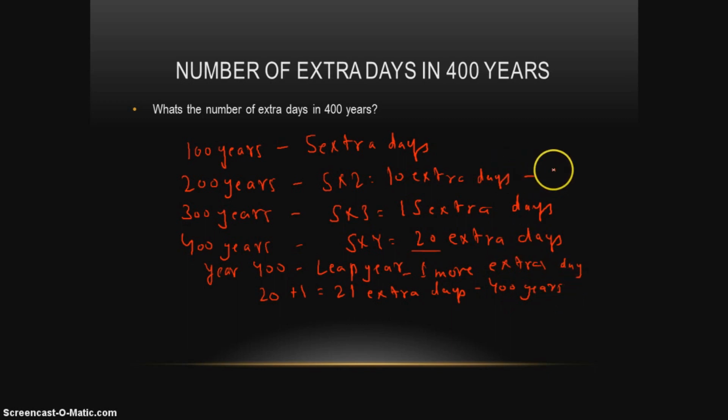Applying the concept of rolling over, we get 3 extra days here for 200 years, 1 extra day for 300 years, and 0 extra days for 400 years. 0 extra days, that is from here, because 400 years had 21 extra days just now as we did.